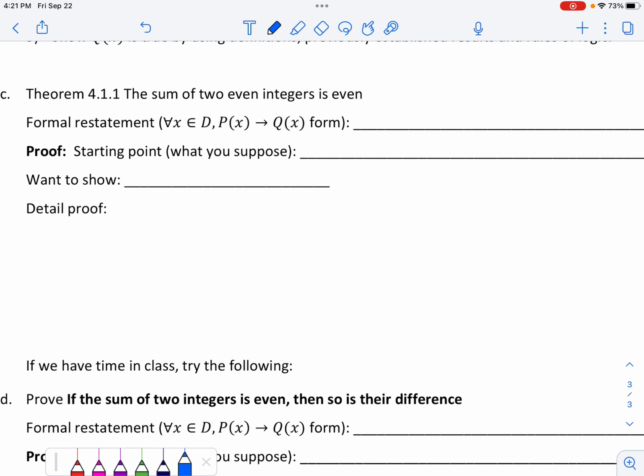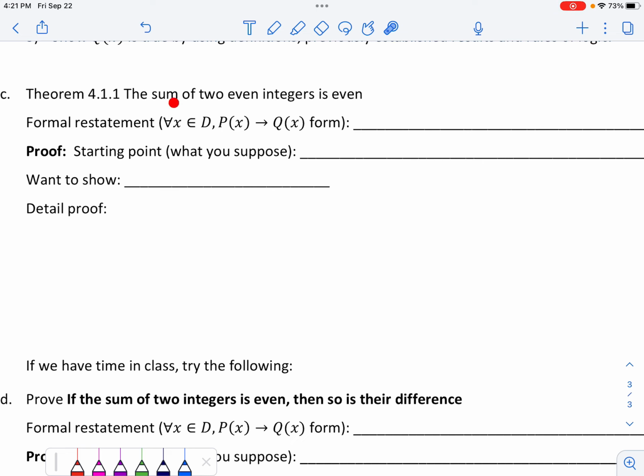All right, let's take a look at the first theorem that we want to prove. The sum of two even integers is even. Do you see that this is not at all in this form? This is not a universal conditional statement. So you really have to try your best to rewrite this into the form "for all x, if P of x then Q of x." Okay, let's try.